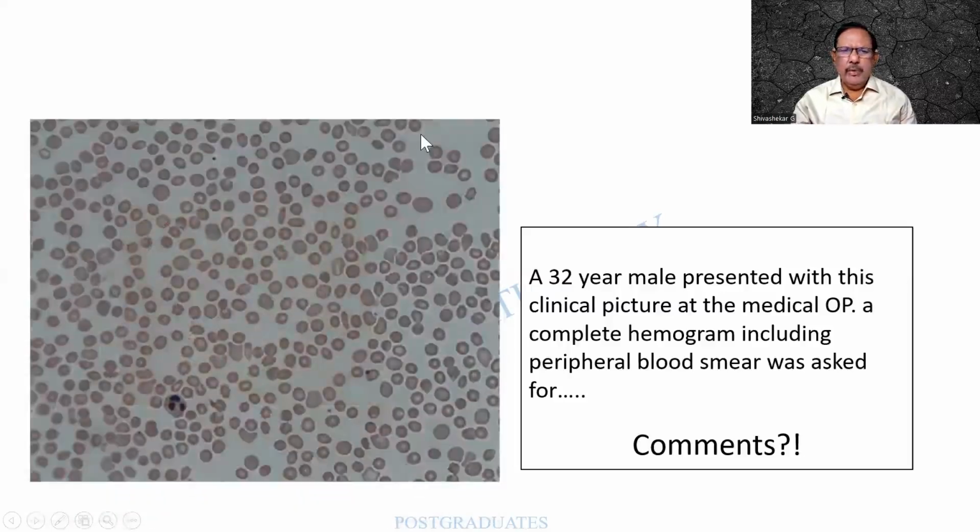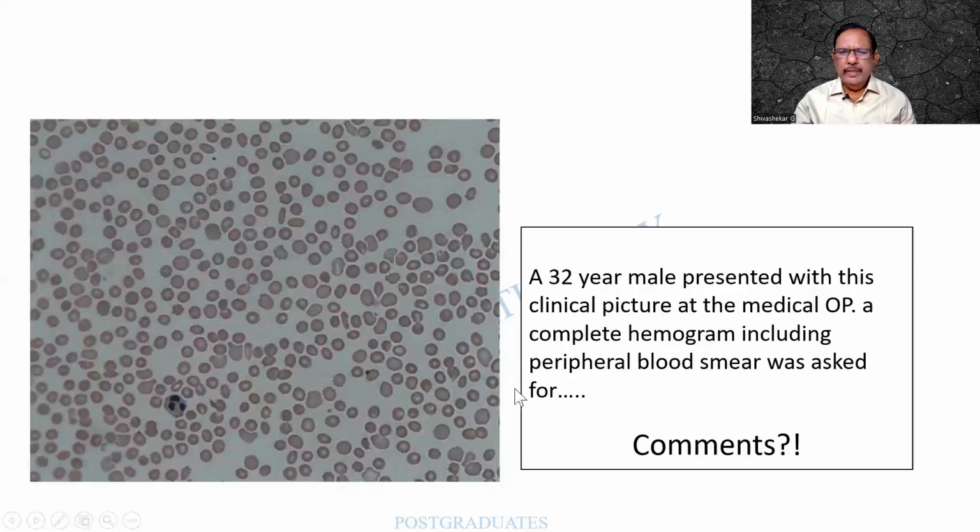Anyway, the hemogram was asked for and the peripheral smear comes to you. What is your opinion? Always in a peripheral smear, there are only two elements that we can comment upon. One will be the WBC. Two will be the platelets. Regarding the RBC, I cannot say what million count it is. But obviously there is a leukopenia with a simple neutrophil over here and platelets are markedly reduced, and I do not find any clumping here. So my diagnosis can definitely be a thrombocytopenia.